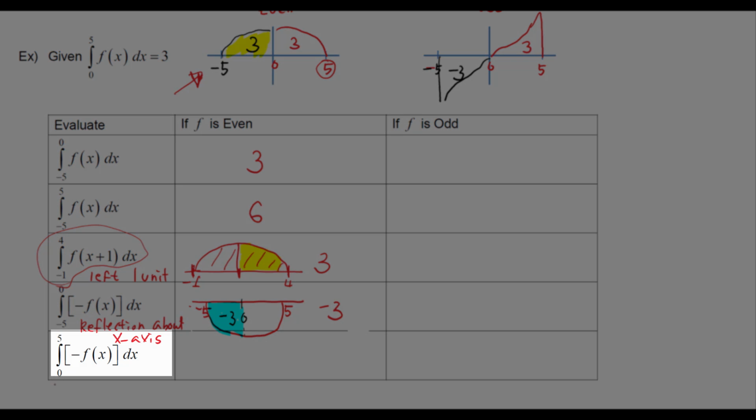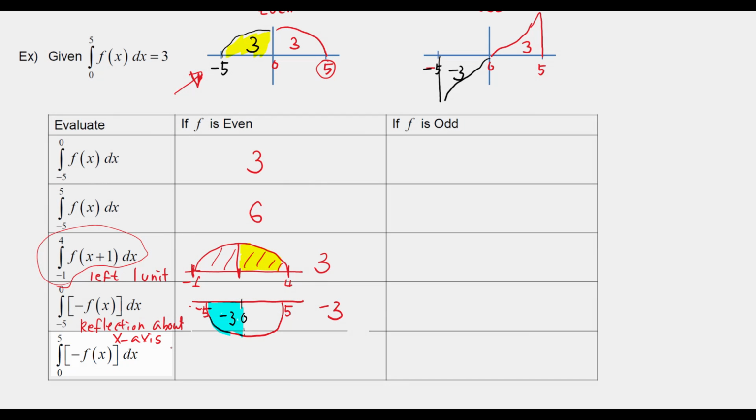And what would it be for 0 to 5 of the negative f(x) dx? I just drew negative f(x) there. So if you only look at the area from 0 to 5, that will be negative 3. All right, now let's look at an odd function. The integral from negative 5 to 0 of f(x) dx, you can see it is negative 3. And how about negative 5 to 5? Since it's an odd function, we know the net value would be 0 then.